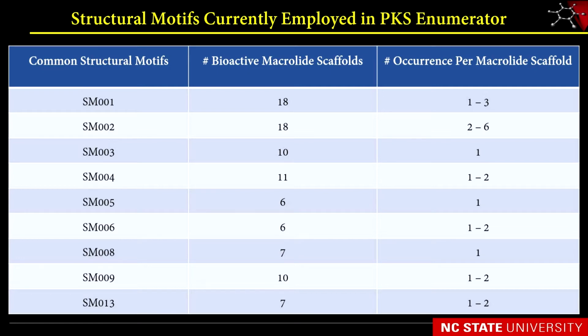This one is to show the distribution of the common structural motifs found in 18 bioactive macrolide scaffolds. The second column here is showing in how many macrolide scaffolds they were observed, and the third column is showing the occurrences per macrolide scaffold. For example, the very first one, SM001, is found to repeat up to 1 to 3 times per macrolide scaffold.